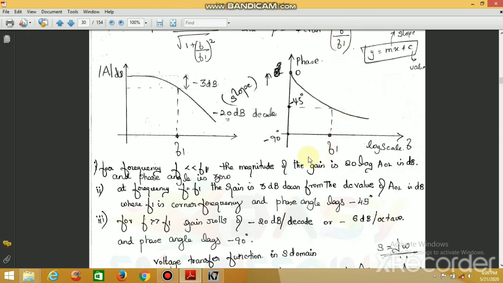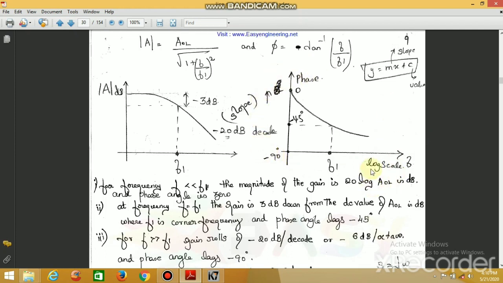Phase component. In this phase component also you can infer, when the value of frequency is less than f1, the phase angle will be 0. You can see here, this is the phase component. So when the frequency f is less than f1, that is for all the frequencies available in this part, the phase angle will be 0. At frequency f equal to f1, the phase angle will be minus 45 degrees. That is, the phase lags behind by 45 degrees. And when the frequency increases, the phase angle lags at minus 90 degrees. So this is what we infer from the phase component.